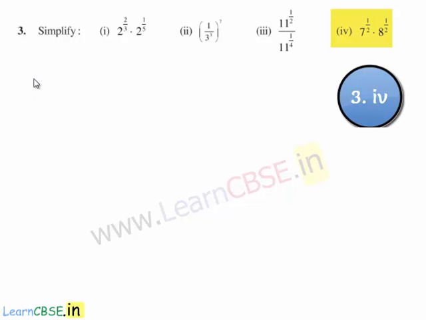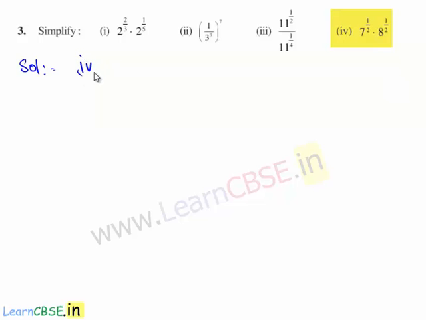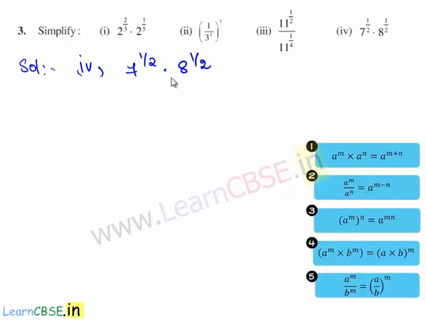Now let us move on to the fourth bit of the question. So the fourth bit is simplify 7 raised to the power of 1 by 2 times 8 raised to the power of 1 by 2. When we multiply two exponents with common powers and different bases, we can directly multiply their bases. That is, a power m times b power m can be written as a times b whole power m, that is ab whole power m.